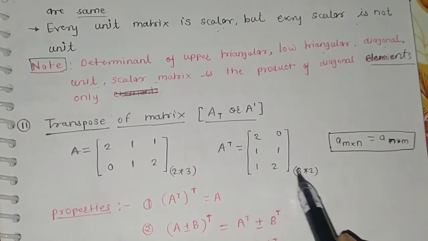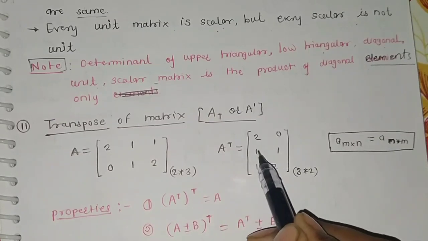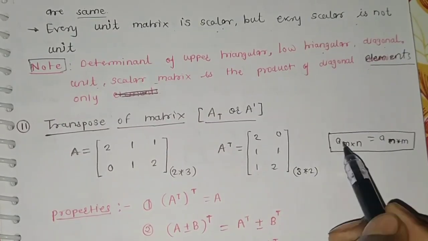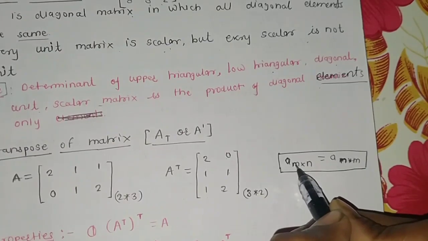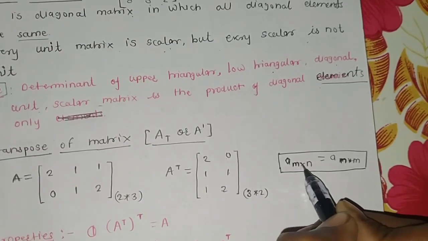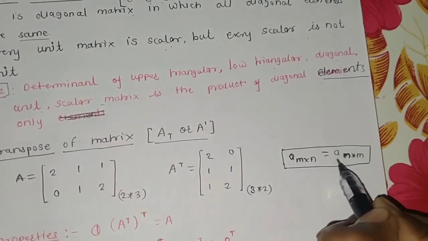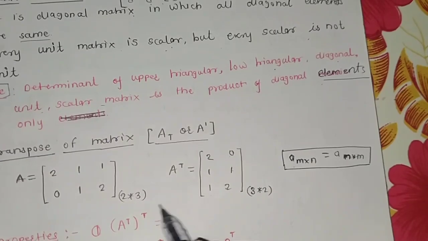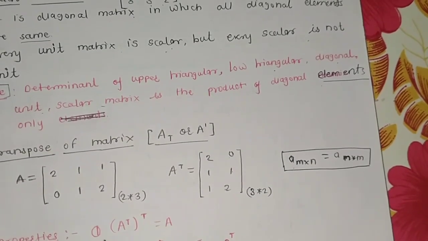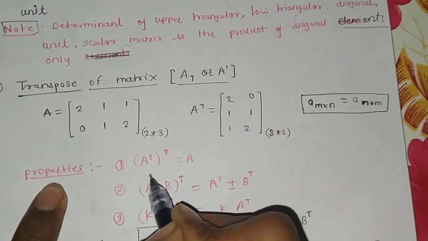So A transpose is equal to, then the order will also change, 2 0, 1 1, 1 2. Here it is denoted by A of order m cross n becoming order n cross m. So directly the number of rows is converted into the number of columns, and the number of columns into the number of rows.